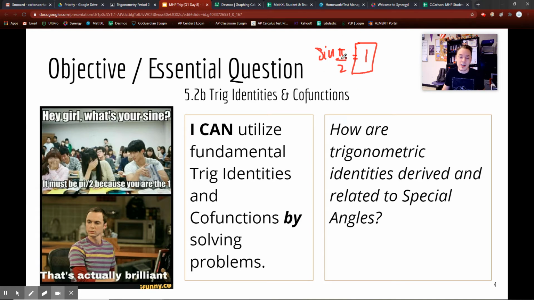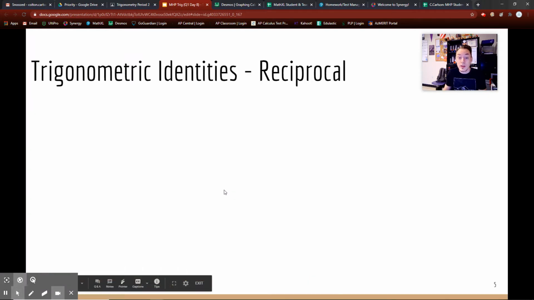And then, of course, we're going to learn about this. This is a quadrantal angle, sine of 90 degrees, sine of pi over 2 is 1. I love that. It must be pi over 2 because you're 1. You are the one. I have another awesome, cringy math pickup line that I'm going to show you later on in this video. And you're probably like, really? I'm like, yes, really. Really, really.